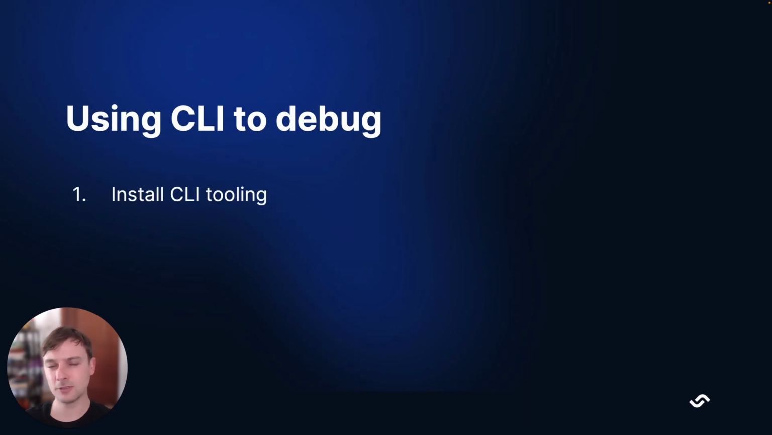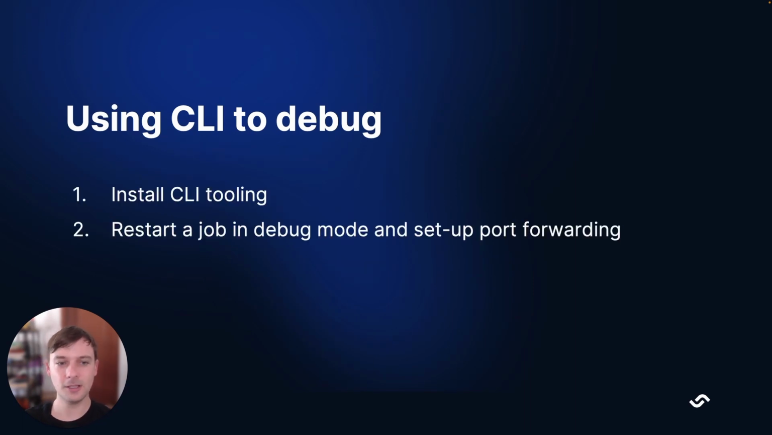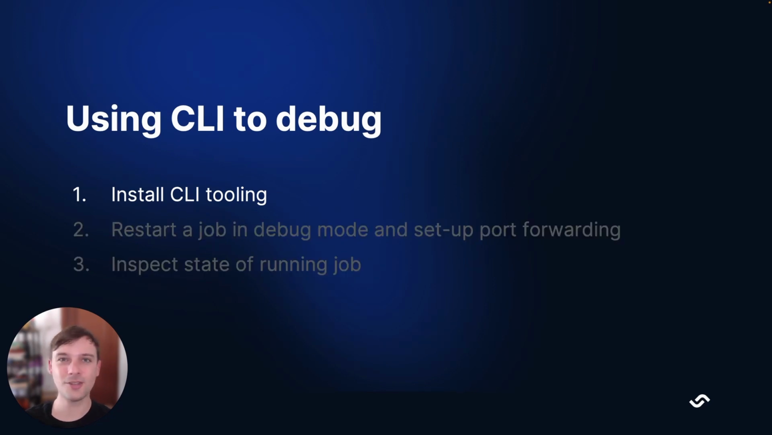So first, we'll install the CLI tooling. Then we'll restart the job in debug mode and set up port forwarding. And lastly, we will inspect the state of our running job. So let's get started with the first one now.